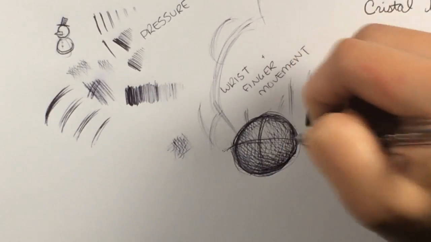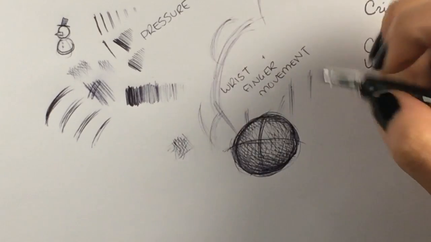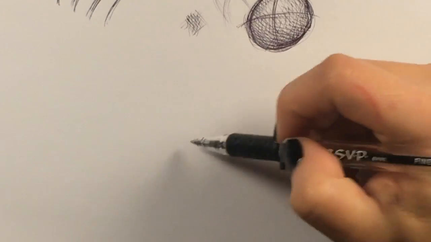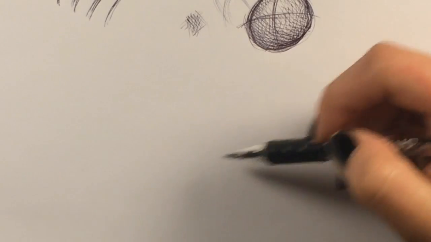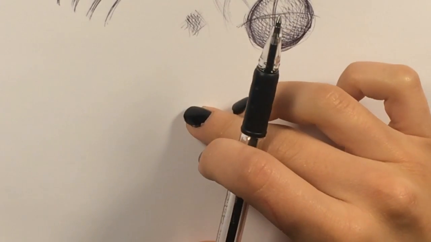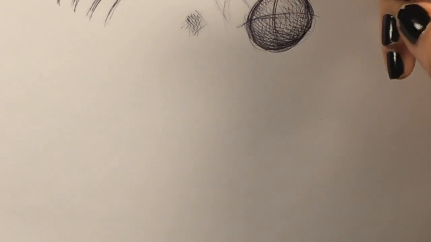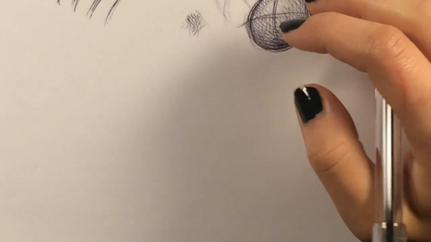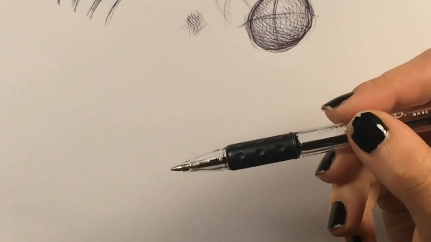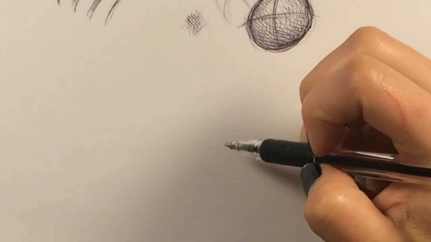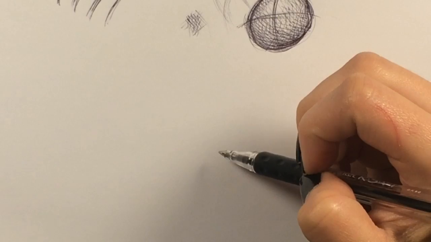Now I'm going to draw a woman's face in time lapse, because I'm using an iPhone and I can do that. And I'm going to show you exactly how I can create a three-dimensional object with a ballpoint pen using pressure and wrist and finger movement.